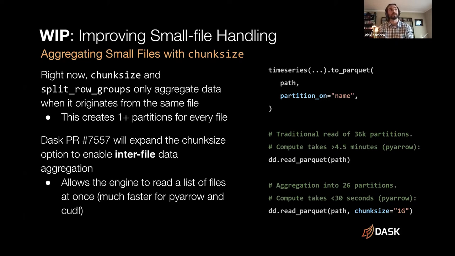And the thing that I'm working on now is an ability to specify that you don't just want to aggregate within file. Maybe you want to aggregate row groups, or between row groups and files, or maybe many files within specific directory structures. This is really useful when you have a partitioned data set. From preliminary testing, this example with 36,000 partitions goes from 4.5 minutes down to 30 seconds on my machine. I think this is really exciting for me. Maybe others will be excited too.